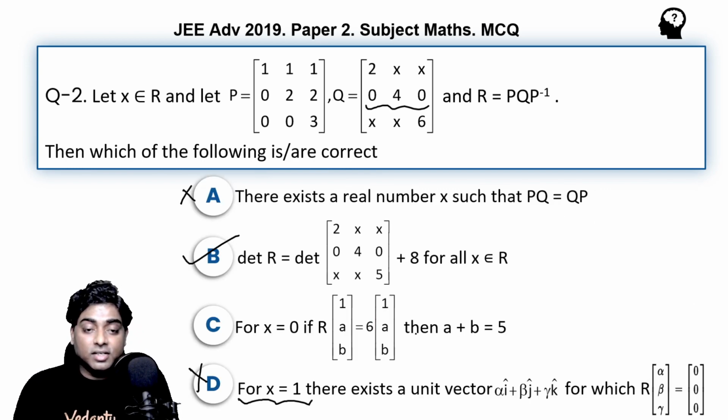Now it's a fair chance for option C to be correct. Let's see. Option C, for x equal to 0, so we have to take x equal to 0 for option C, and then we need to check if R into column matrix 1AB is equal to 6 times column matrix 1AB. We can take the right hand side to the left and write R minus 6I times the column matrix 1AB to be the null matrix 0 0 0. Then we have to check whether A plus B is 5 or not.